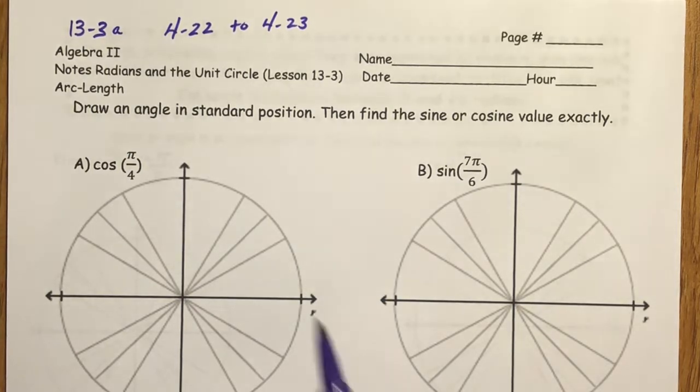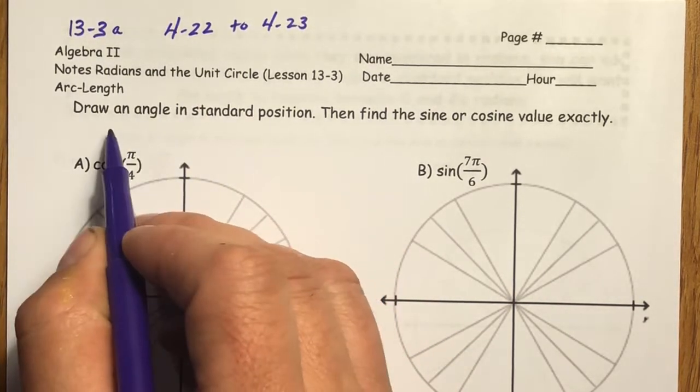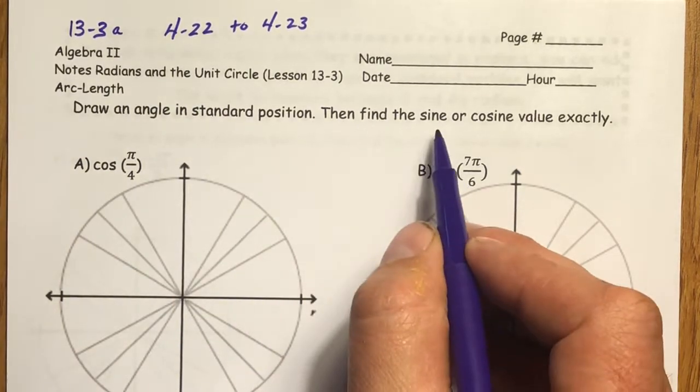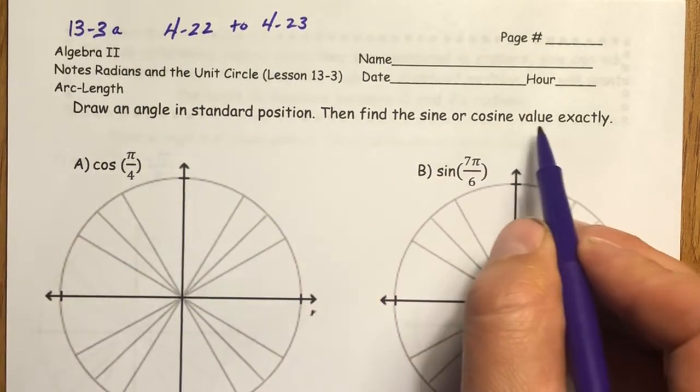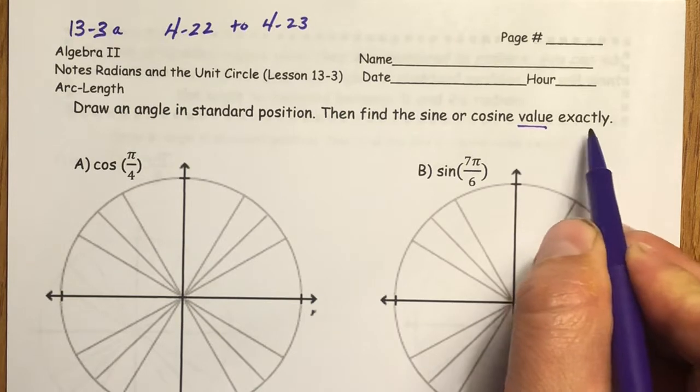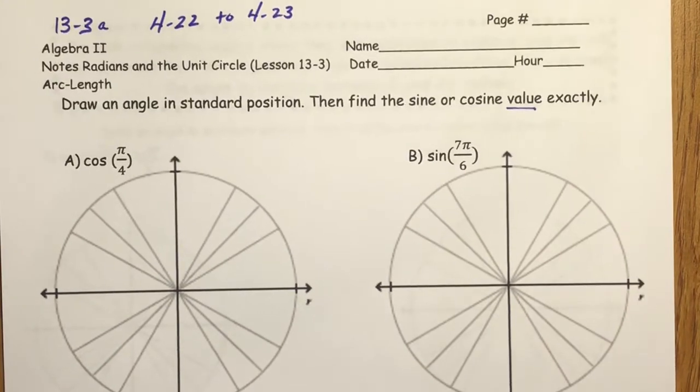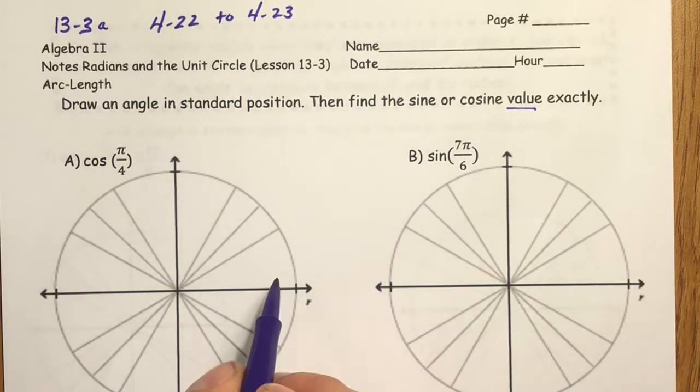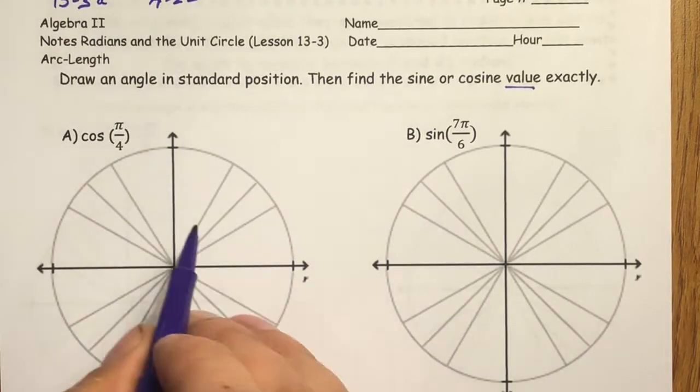All right, the whole idea for today is we're gonna draw an angle in standard position and find the sine and cosine value exactly. Remember, that means exactly, so we don't want any decimals. We're gonna use pi, we're gonna use root symbols, stuff like that, okay? But the whole idea is to be able to navigate and move around the unit circle, okay, guys?